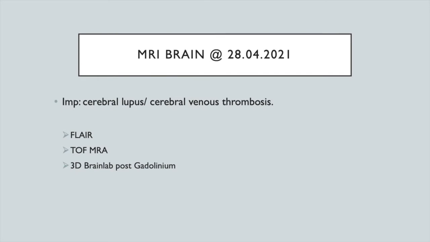3 days later, this patient underwent MRI brain with the impression to rule out cerebral lupus and, in addition, to rule out cerebral venous thrombosis. In the subsequent few slides, I will show you a few MRI sequences, which include the FLAIR sequences, the TOF MRA, which is our time-of-flight MRA, as well as 3D brain post-contrast.